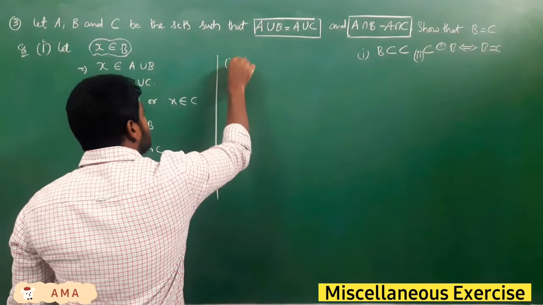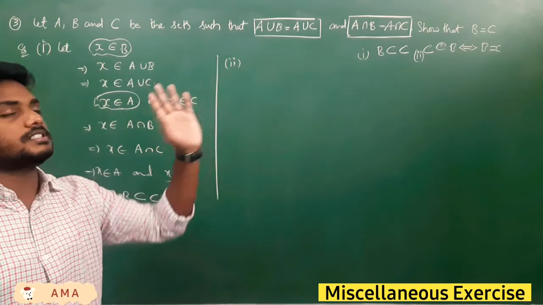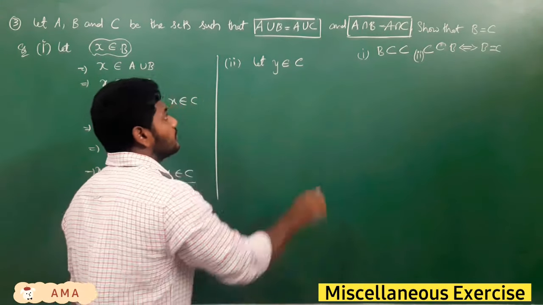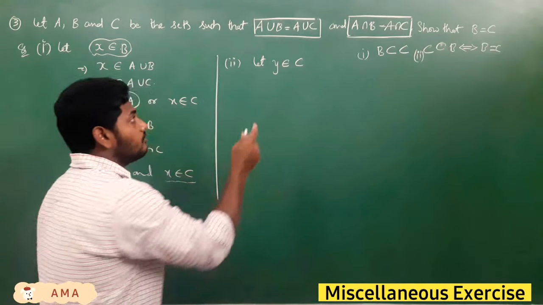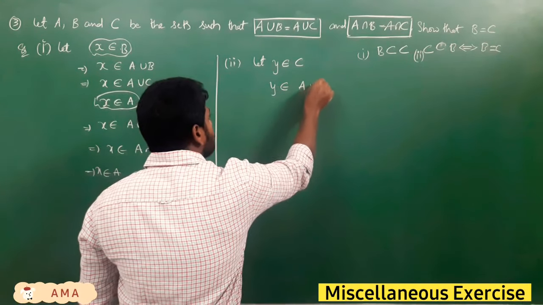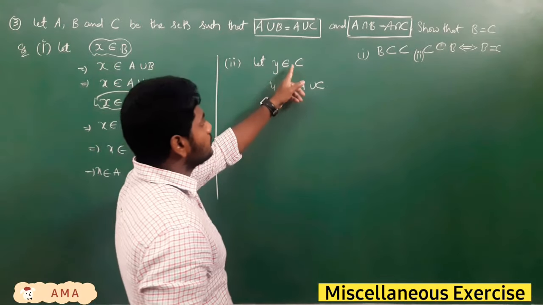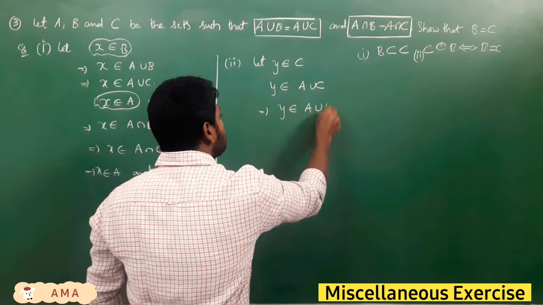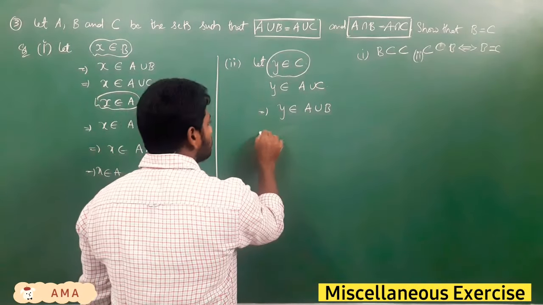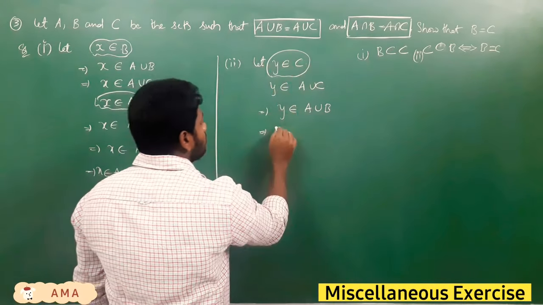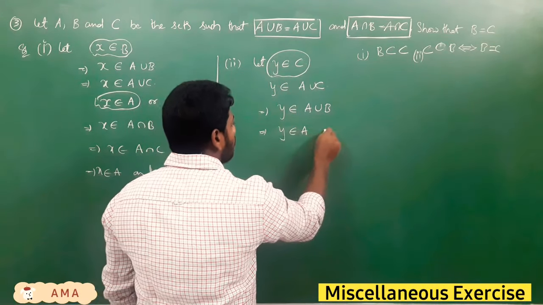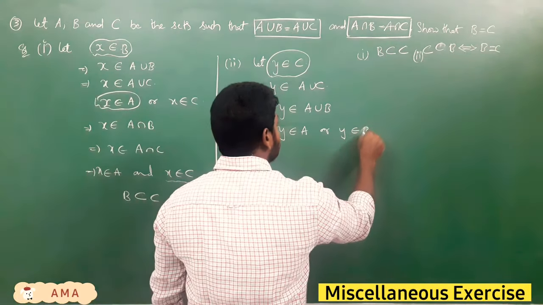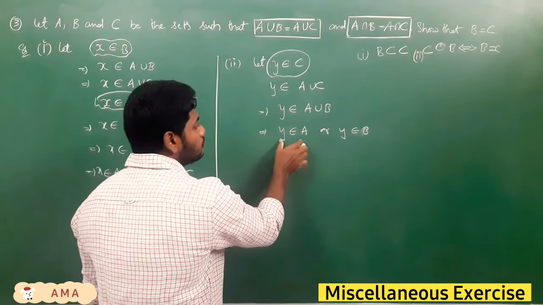Next, the second case, that is what we need to prove: C is a subset of B. I will consider another element, that is, let y belong to C. If y belongs to C, y also belongs to A union C, right or not? If y belongs to C, y is also present in A union C. If y belongs to A union C, y belongs to A union B. Check. If y belongs to A union B, nothing but y belongs to A or y belongs to B, right or not? So y belongs to A.